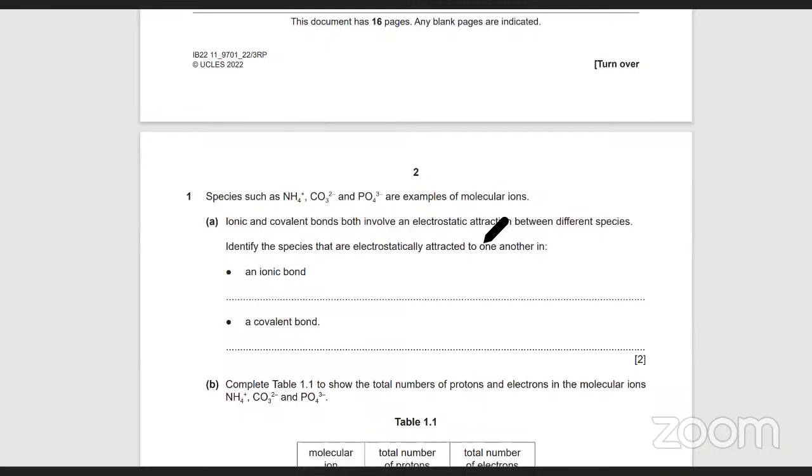Ionic and covalent bonds involve electrostatic attraction between different species. Identify the species that are electrostatically attracted to one another. In an ionic bond, it's a cation attracted to an anion. For example, Na+1 and Cl-1 are attracted to each other.